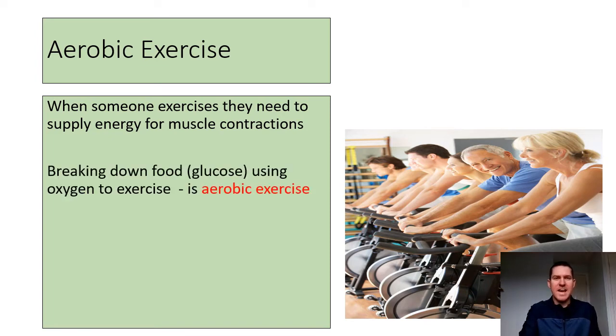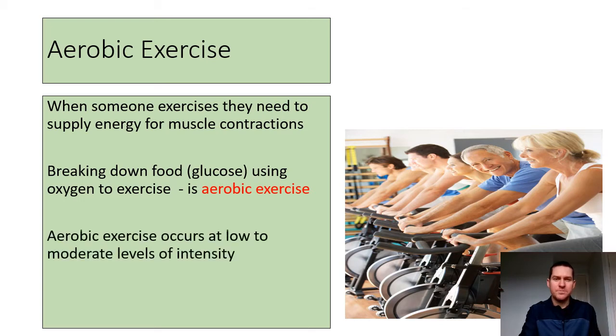Now, in order for that to happen, we need to break down the food that we have, glucose being the primary energy food substance that we have, and we use oxygen to do that, especially when we look at aerobic respiration and aerobic exercise. So that in itself is what aerobic exercise is. It's the breaking down of glucose into glycogen, and we're using oxygen as part of that process.